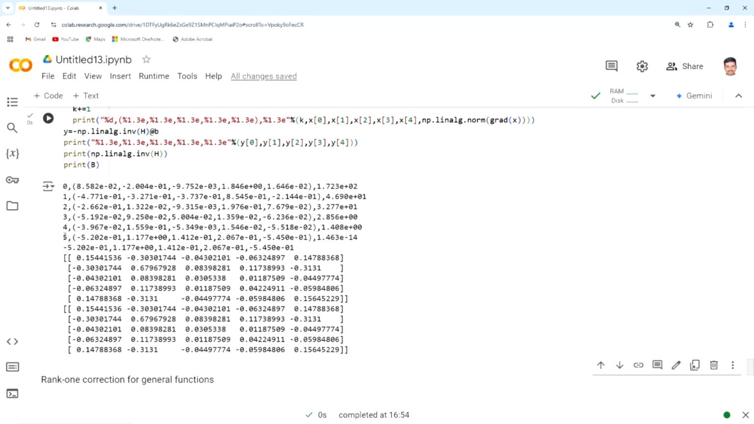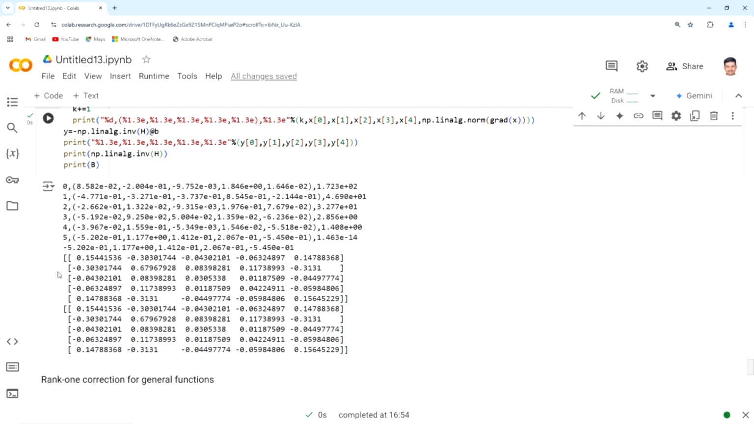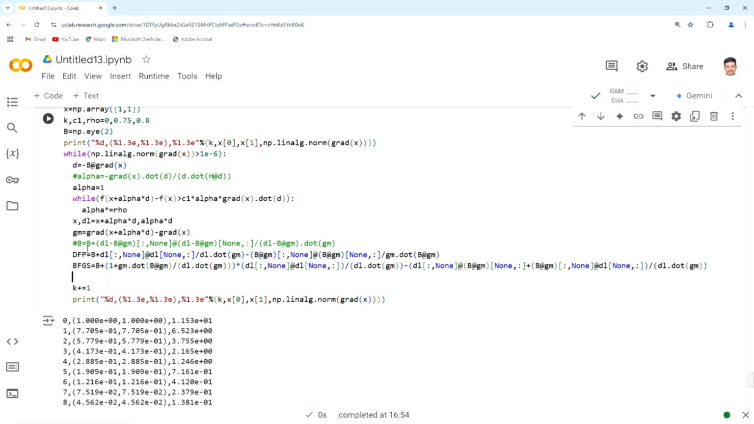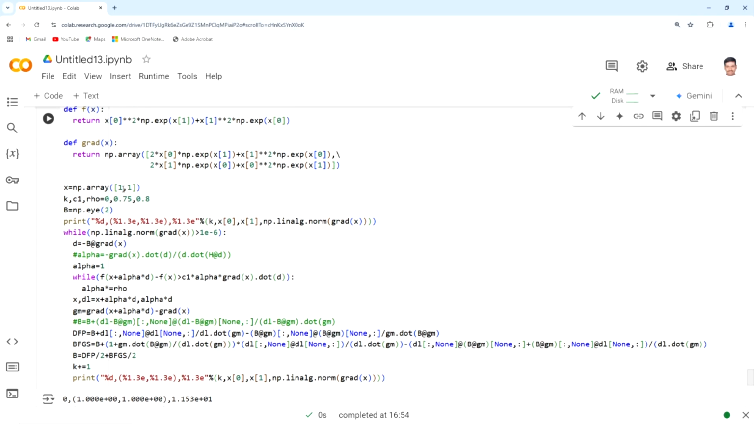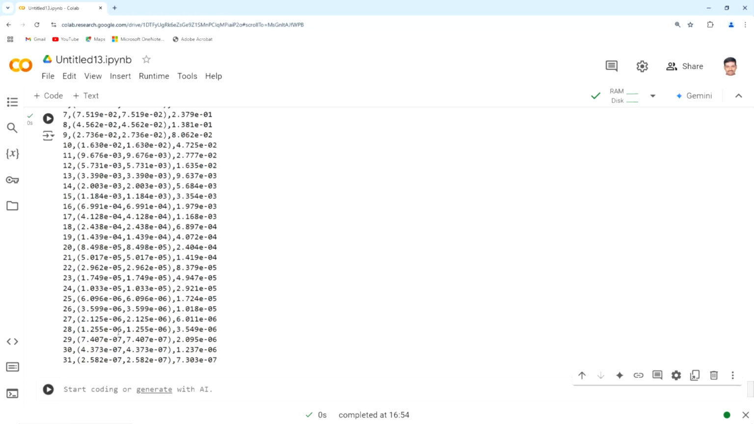Again it is the same result, you have minus 0.5 and whatever, the answers are the same, and you can see that B n is actually H inverse. So, we will do the same thing here as well. This is DFP and this is BFGS, and B is DFP by 2 plus BFGS by 2. I have chosen 1 comma 1 as the initial point. The answer comes in 31 steps, no problems.